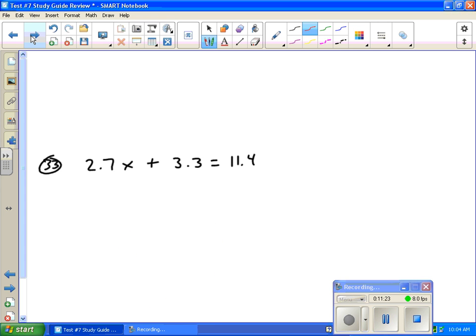The very last one, number 33, says 2.7x plus 3.3 equals 11.4. Again, you want to undo your addition and your subtraction before your multiplication and your division. That's backwards from your normal order of operations. In order to undo plus 3.3, you subtract 3.3. That'll cancel it out, leave you with just 2.7x. If you subtract 3.3 on the left, you need to subtract 3.3 on the right.